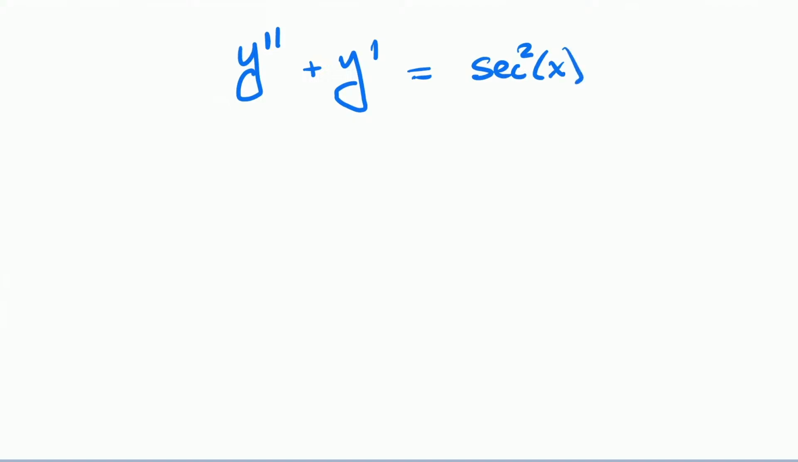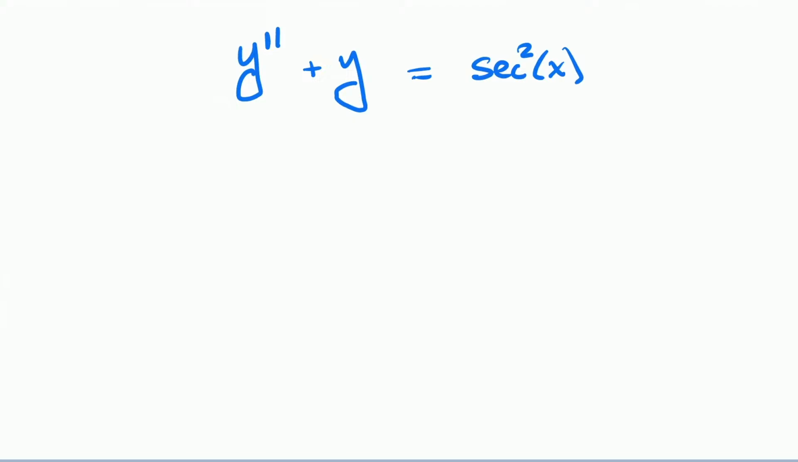Okay, so let's take a look at this. y double prime plus y prime is equal to secant squared. I know, you thought that the homework was bad. Take a look at that. Okay, oh wait, I'm sorry, this is supposed to be just a y. Okay, so what's the big deal here, right?